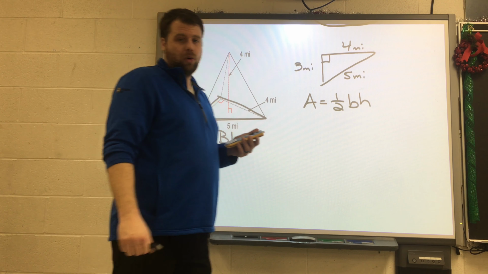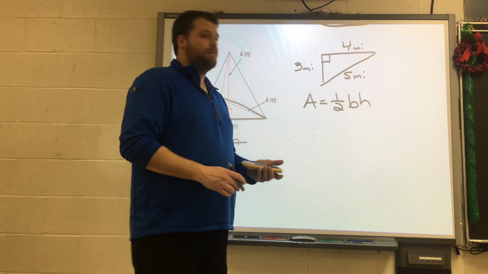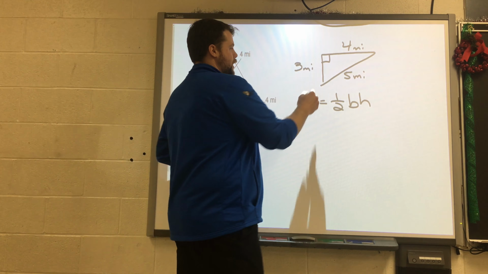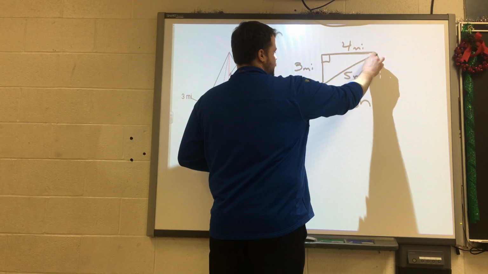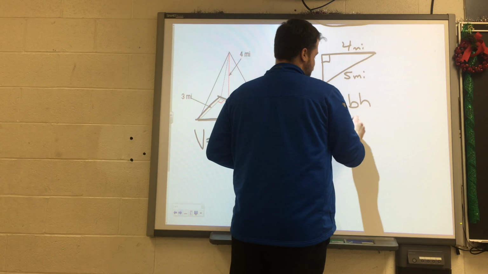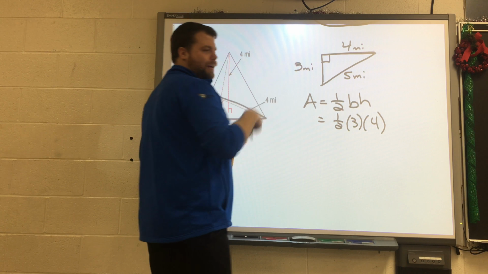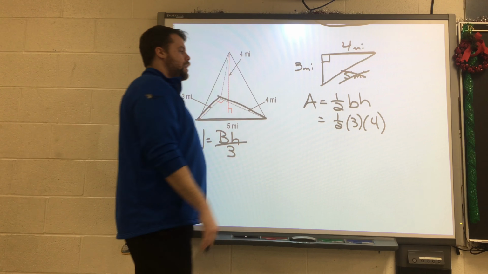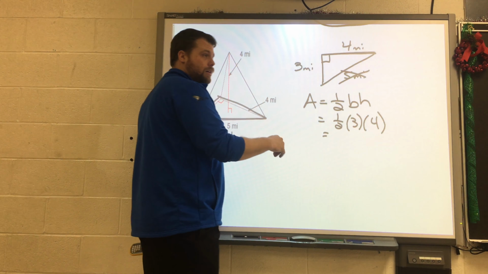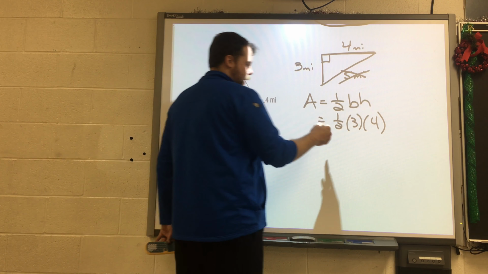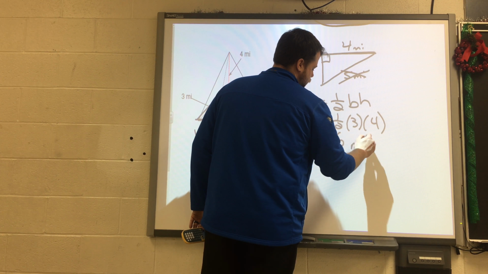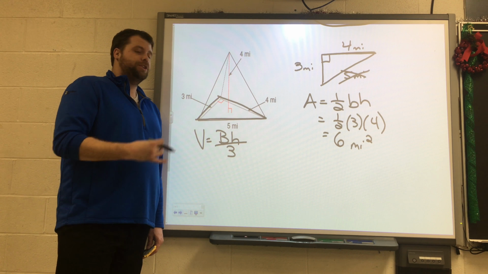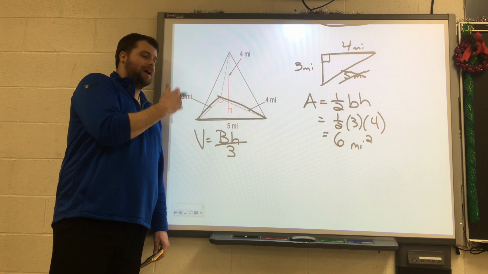Okay, when you're dealing with a right triangle, or anytime base and height are perpendicular, right? They're perpendicular to each other. They meet at a 90-degree angle. So that can be your base, and this can be your height. 1/2 times 3 times 4. The 5 is there just to distract you, so you just gotta ignore that. You don't need that, that's not your base or your height. So I take 1/2 times 3 times 4, and I get 6 miles squared. That right there is the area of your base, the area of your triangle on the bottom.